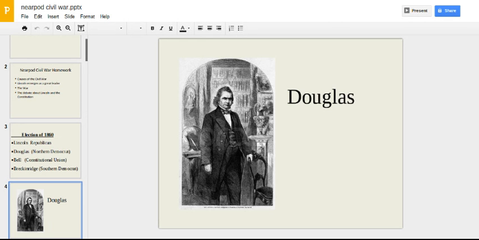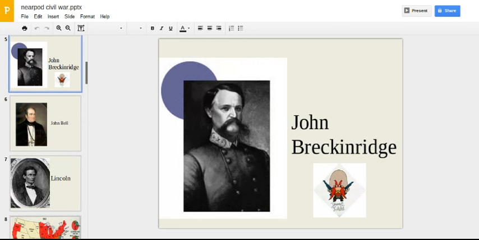Douglas will lose the Southern votes to John Breckinridge, who I jokingly say looks a little bit like Yosemite Sam. John Breckinridge is going to be a Southern Democrat who's going to run for the presidency. And this is a rule in politics that almost always holds true: when one political party splits, the greatest beneficiary is, of course, the other political party. So when the Democrats split between Southern Democrats and Northern Democrats, that's going to benefit Lincoln.